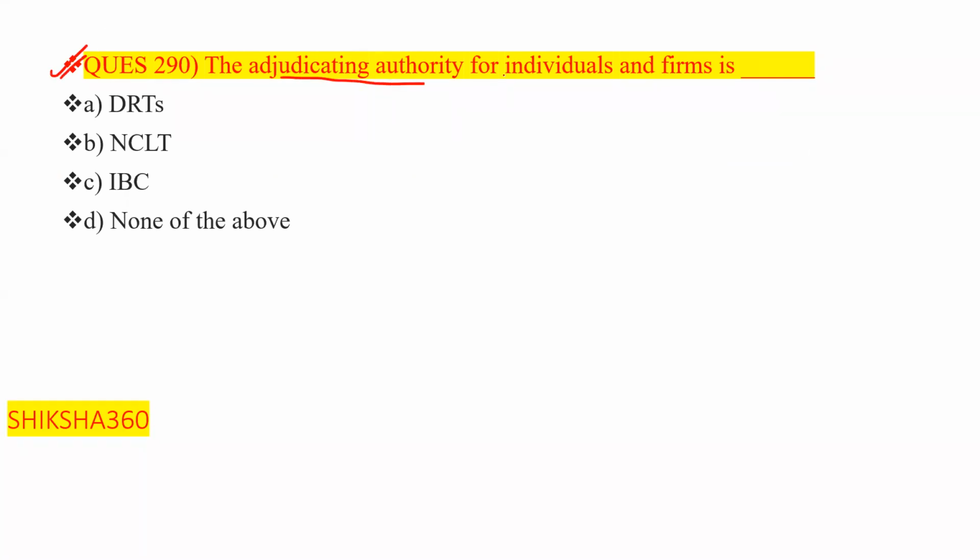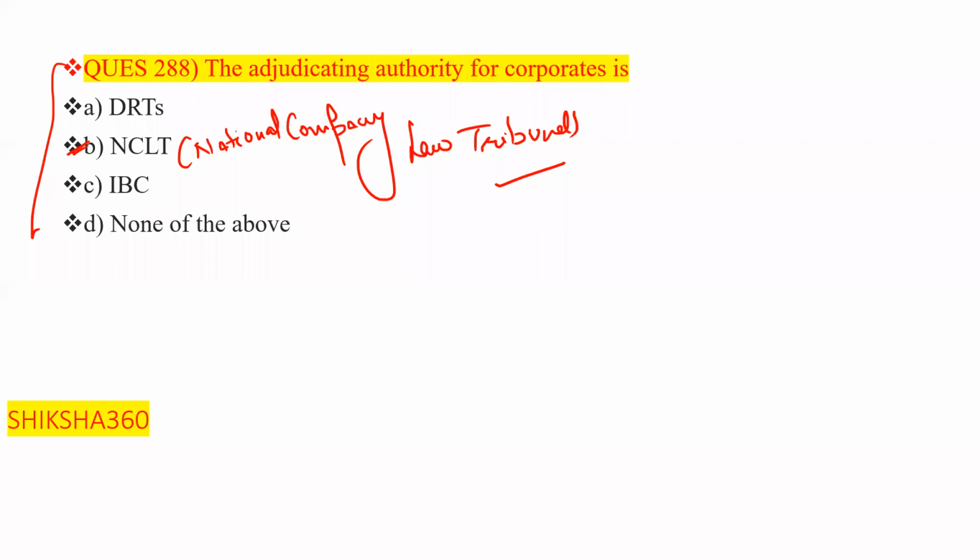One more question regarding that, the same type of question. The executing authority for the individual and firm: DRT, Debt Recovery Tribunal, NCLT, IBC, none of the above. Can anyone tell what is the amount in the case of the DRT? The amount here is 20 lakh. The executing authority for the individual and firm is DRT, while for the corporate it is NCLT, the National Company Law Tribunal.